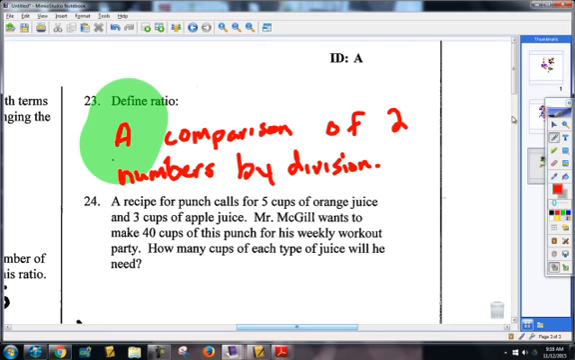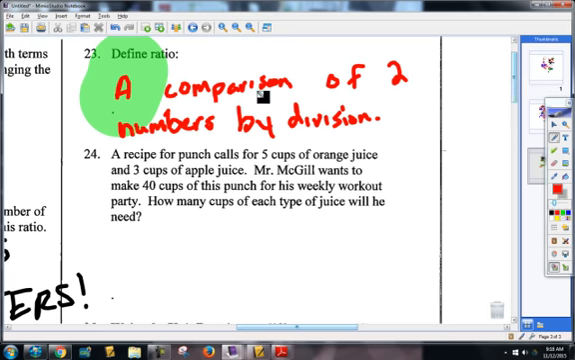Write this: a comparison of two numbers by division. I'll answer those at the end. Just wait. Okay, number 24.